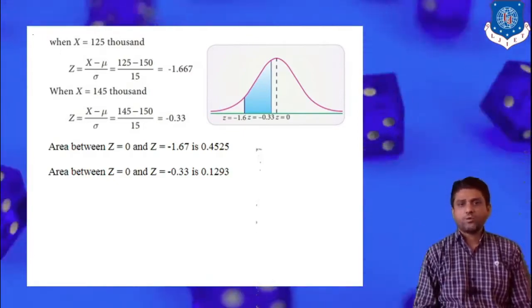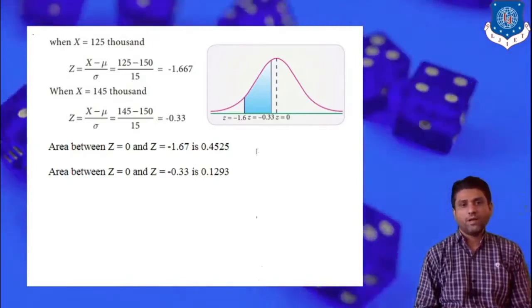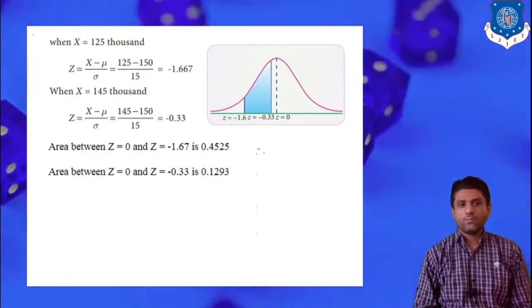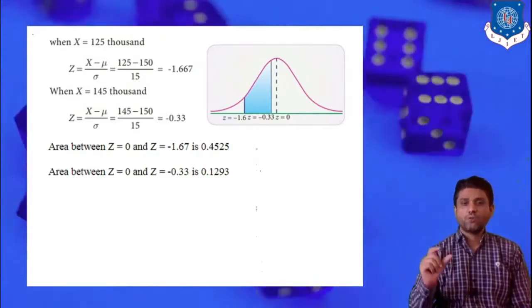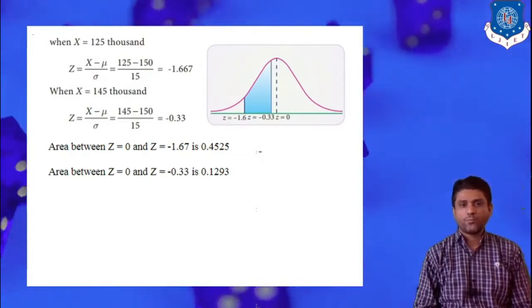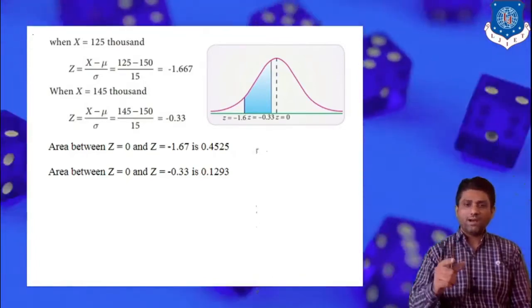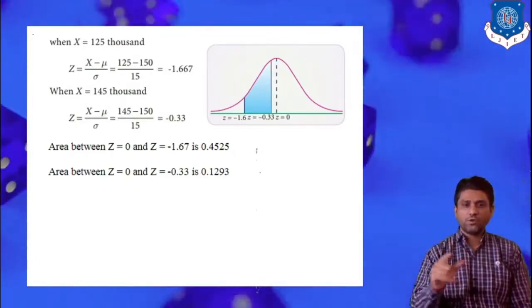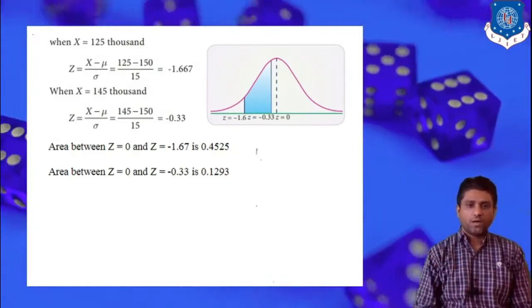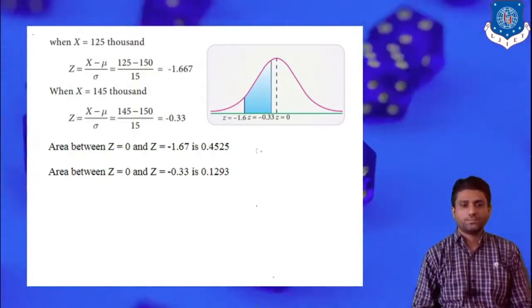Then we take half of the standard normal table and collect the values. So the area between Z equal to 0 and Z equal to 1.67 is 0.4525, and the area between Z equal to 0 and 0.33 is 0.1293. Right now just remember these values, 0.4525 and 0.1293. Later I will show you how you can pick them up from the standard normal table.